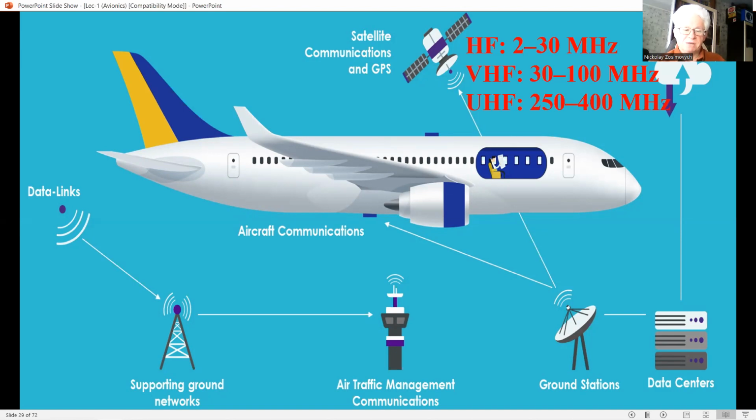Medium-range communication is provided in civil aircraft by very high frequency, VHF, radios operating in the band from 30 up to 100 MHz, and in military aircraft by ultra-high frequency, UHF, radios operating in the band from 250 up to 400 MHz. VHF and UHF are line-of-sight propagation systems.